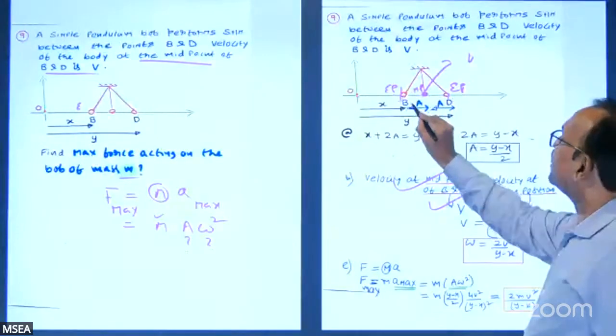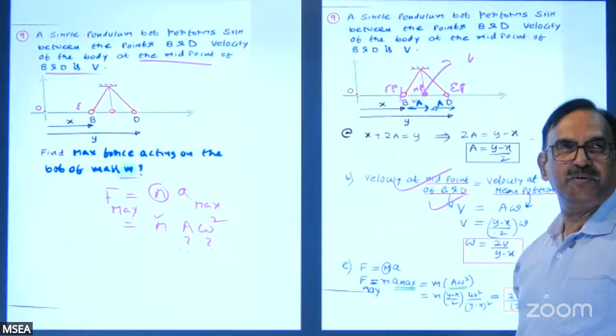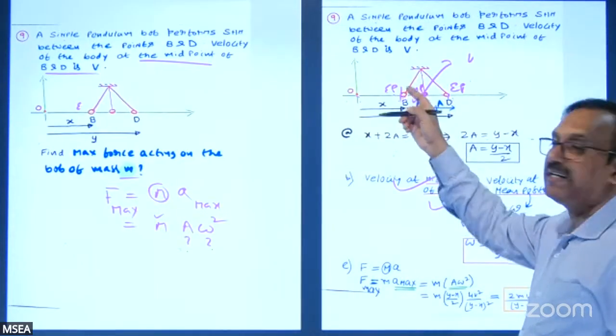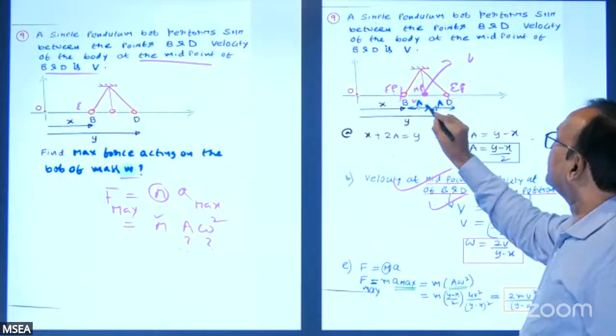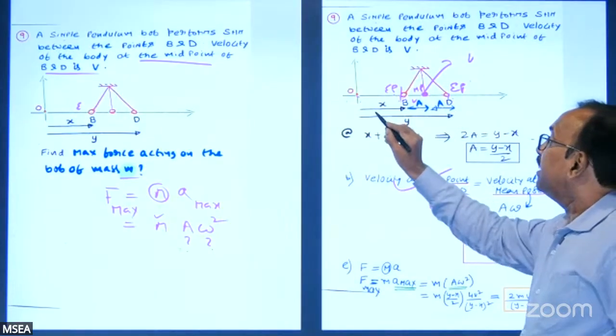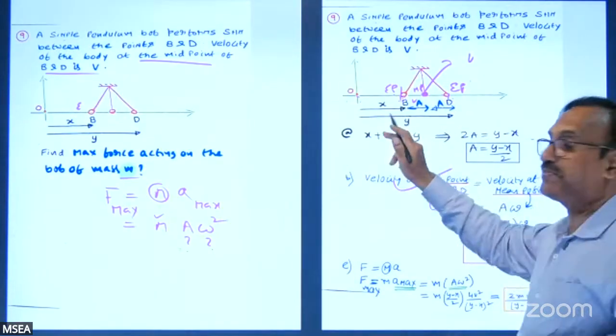Distance between the mean point and extreme point is known as amplitude. You know the meaning of amplitude: distance between mean and extreme. Distance between this mean and extreme is another amplitude A. This is A, this is A. Okay, now you can see what is the relation between these things.